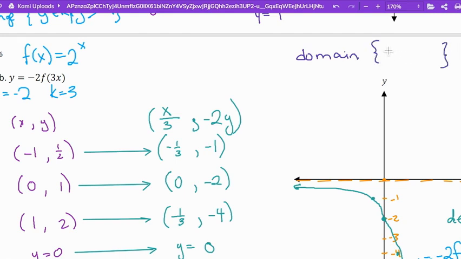Did domain change? No, it's still growing in both directions. So it's the entire x-axis. Did the range change? Well, the asymptote didn't change. But the domain is a bit tricky. Oh, sorry, the range is a bit tricky.